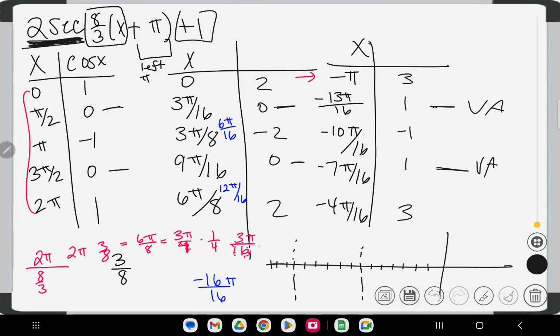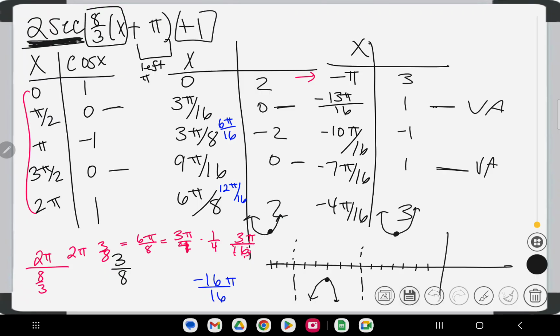So negative pi is at 3. 10, so 16, 15, 14, 13, 12, 11, 10 is at negative 1. And then the other one, 4, 1, 2, 3, 4 is at 3. We didn't have any reflections or anything. So like that.